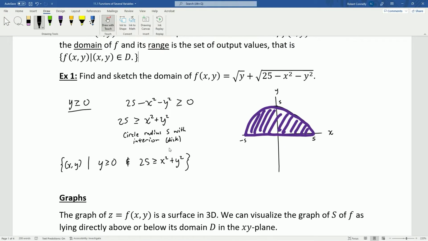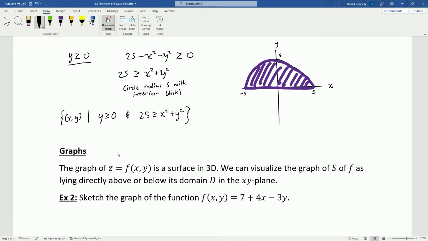Okay, so let's talk about graphs of these functions. So the graph of z equal to f of (x, y) is a surface S in 3D, and we can visualize the graph of f as lying directly above or below its domain in the xy plane. So S is our surface, f is the function that generates that surface, and if we know where the domain is, then we can visualize that that surface is just what's directly over that domain.